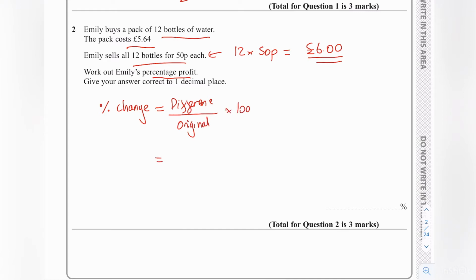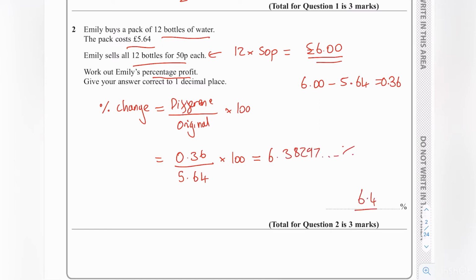So our difference would be £6 take away the £5.64 that she paid, which is 36 pennies, or 0.36 pounds. We're going to keep it in pounds because our original cost is also in pounds. Our original cost was £5.64. So now we type this into our calculator and we get our answer of 6.38297%. Says to one decimal place, so 6.4 is your final answer.